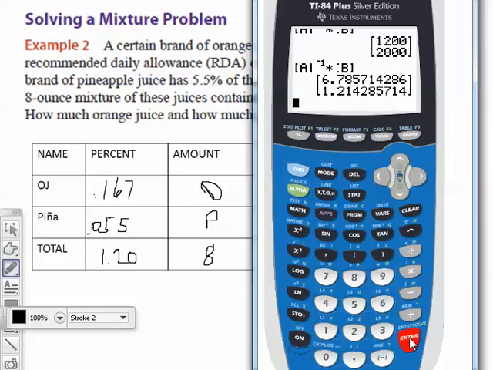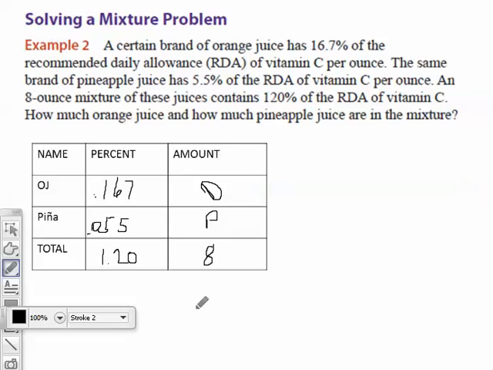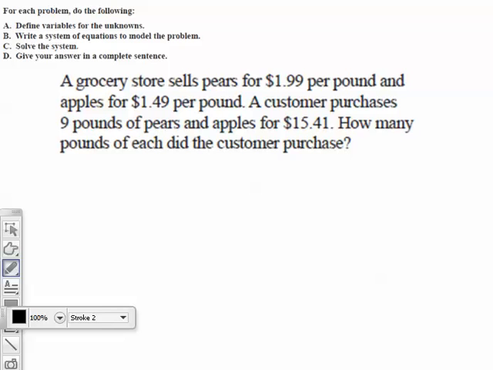and it's going to tell me that it's 6.785714286 ounces of orange juice and 1.214285714 ounces of pineapple juice. Wow, Mr. Green, that worked out pretty easy. It's the way these problems are. The calculator is your friend.